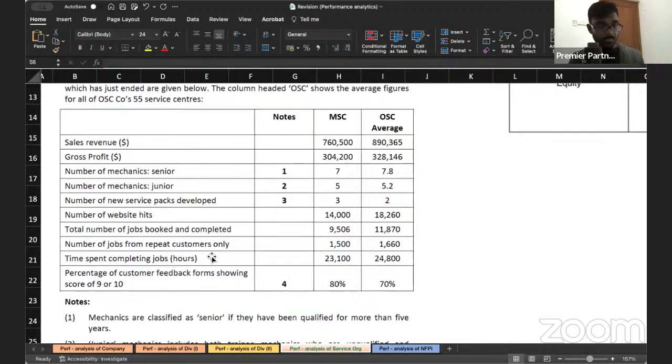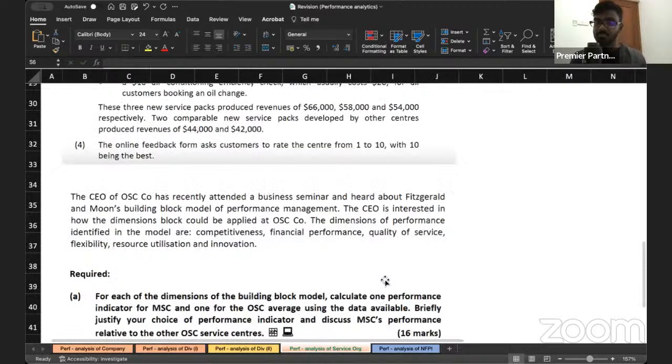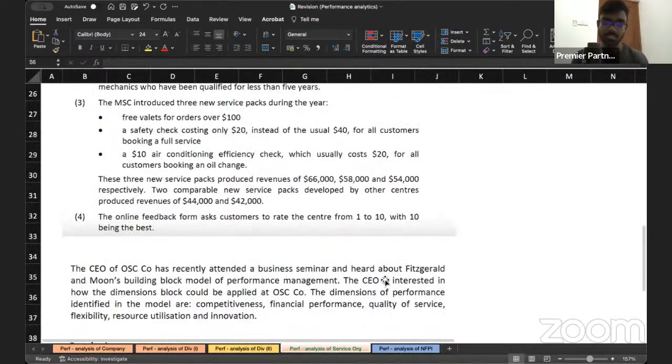Time spent completing jobs, 23, 24. So in this way also we are good, no? Efficiency, we are taking less hours. Customer feedback showing the score, 80%, here 70%. So in so many ways, our service center is, I think, performing better than other service centers on average. Are we clear?